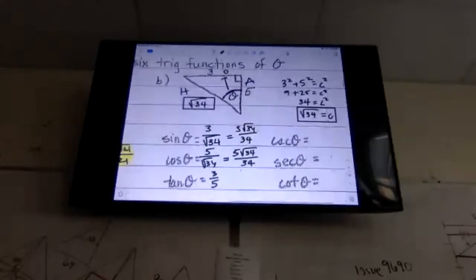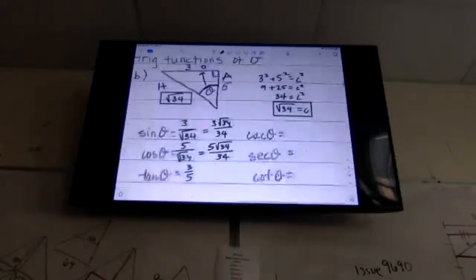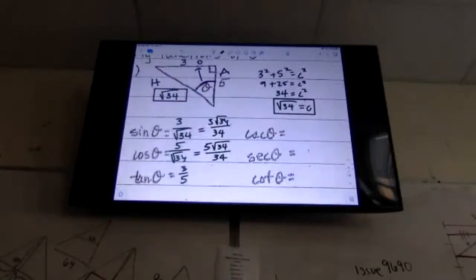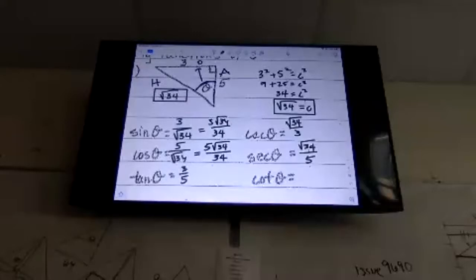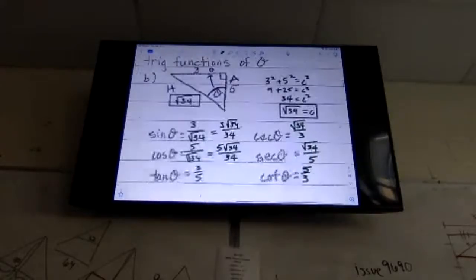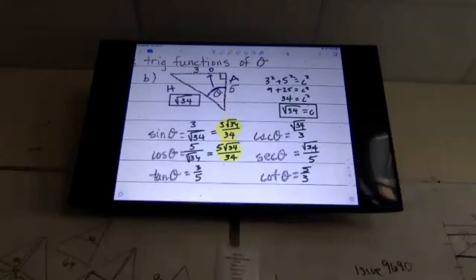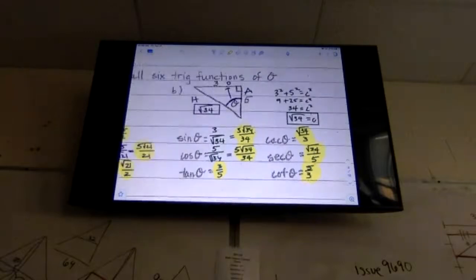All right, and then we go across and we just do all of our reciprocals. What's cosecant gonna be? Good, root 34 over 3. What about secant? Awesome, thank you. And then cotangent is 5 over 3. Right. All right, any questions yet?